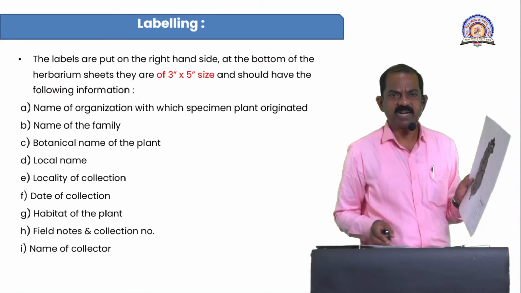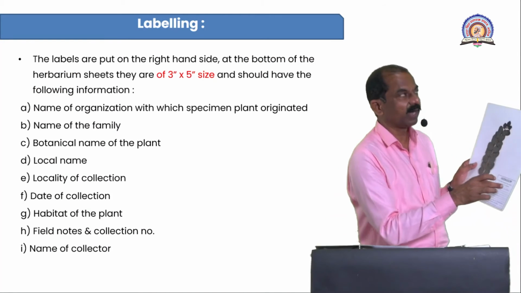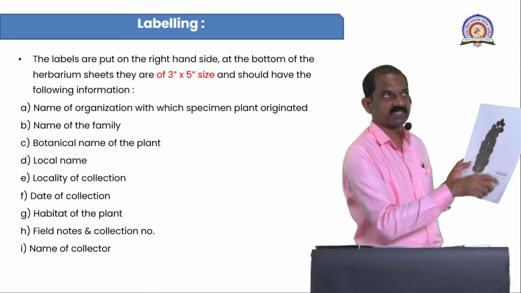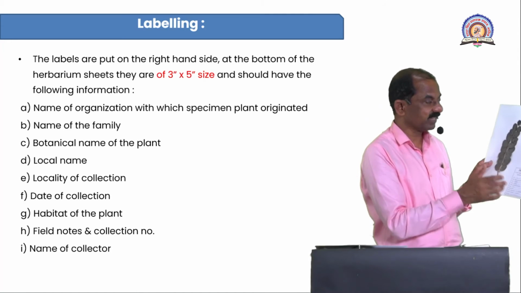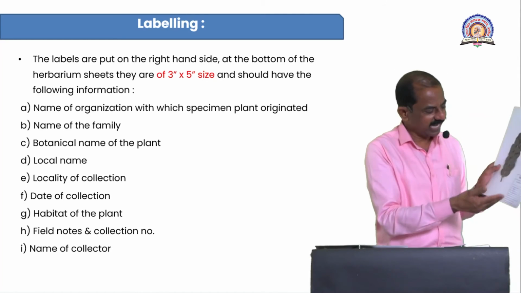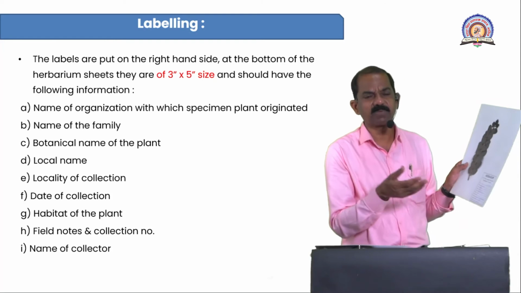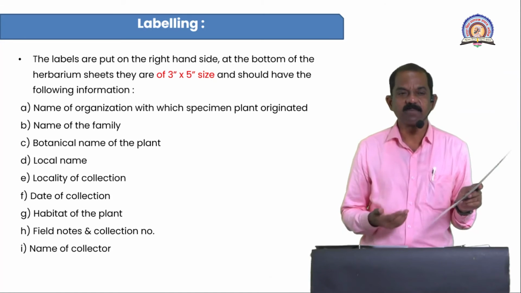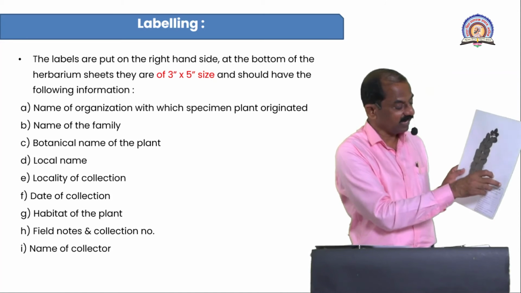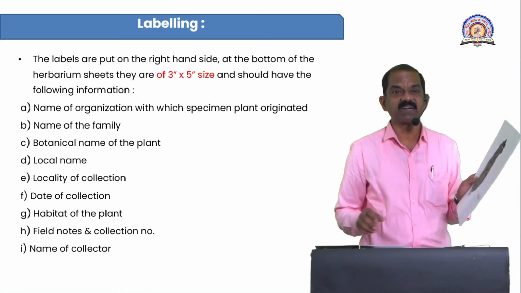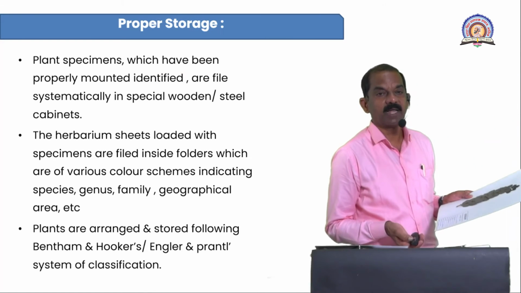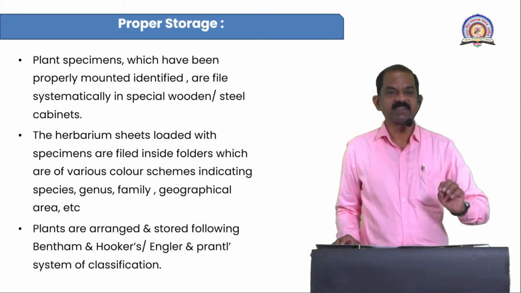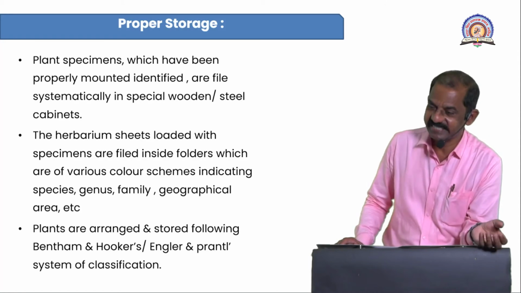After the stitching comes the labeling of the herbarium, and this label is 3 by 5 inches in size, at the right hand corner. In the label we write the serial number, family, genus, locality, vernacular name, common name, identified by, collected by, and any medicinal uses, all labeled here toward the right hand side corner. That is known as labeling. And after the labeling, one important thing is that proper storage is essential.